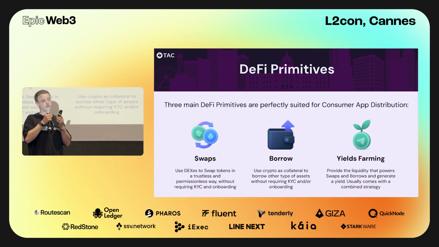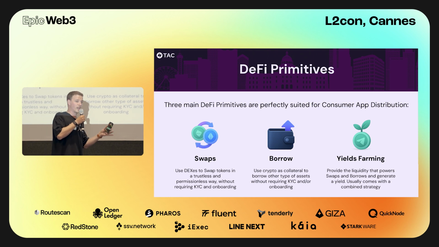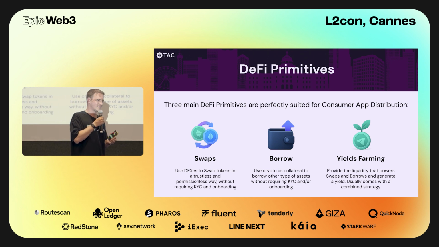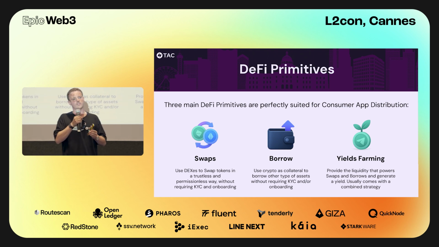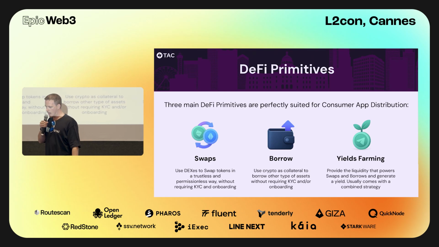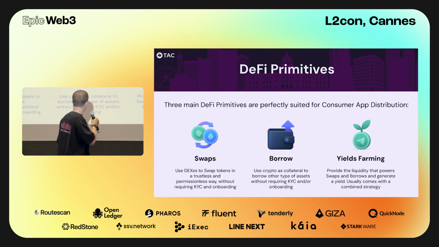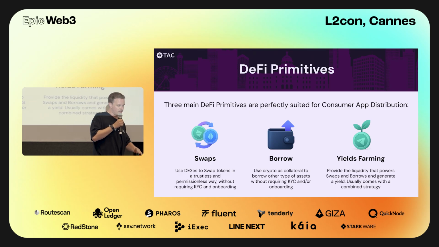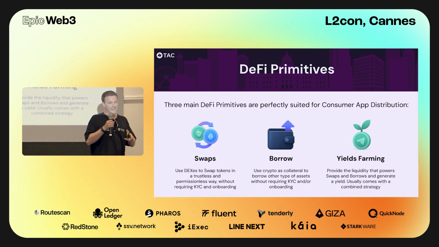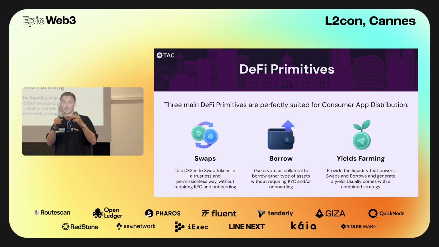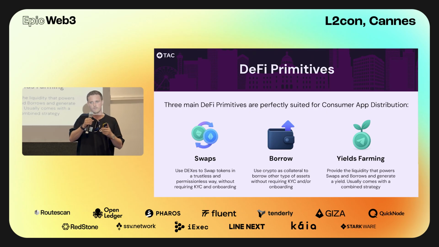And this is what we are trying to bring on board onto the Telegram and Ton ecosystem. Battle tested DeFi that can be used in a secure way and where liquidity providers can safely put money. Now, there are three main DeFi primitives that we are targeting: the swap side, the borrow side, and the yield farming side. We believe that these three DeFi primitives are very suited to be distributed through consumer apps.